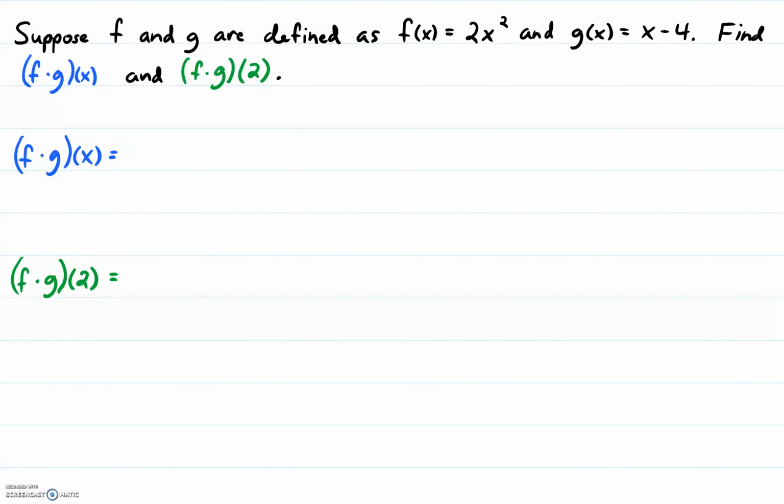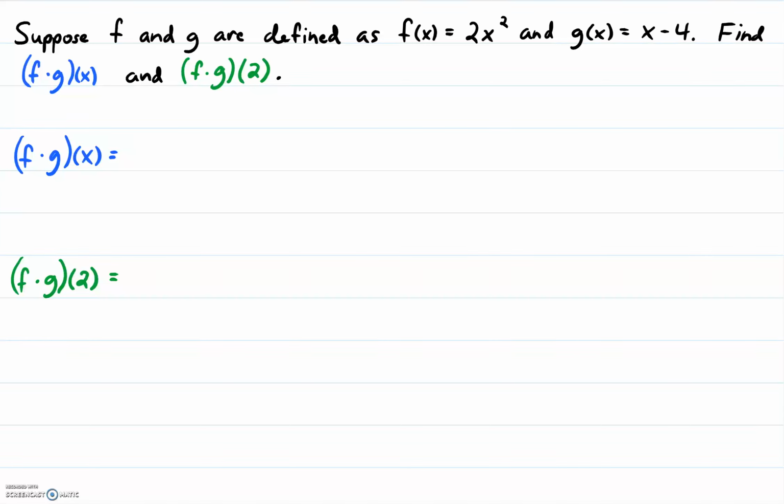In this video, we're going to suppose that f and g are defined as follows. F of x is equal to 2x squared and g of x is equal to x minus 4. We want to use that information to find the f times g of x and the f times g of 2. So again, let's look at the blue first, the f times g of x.